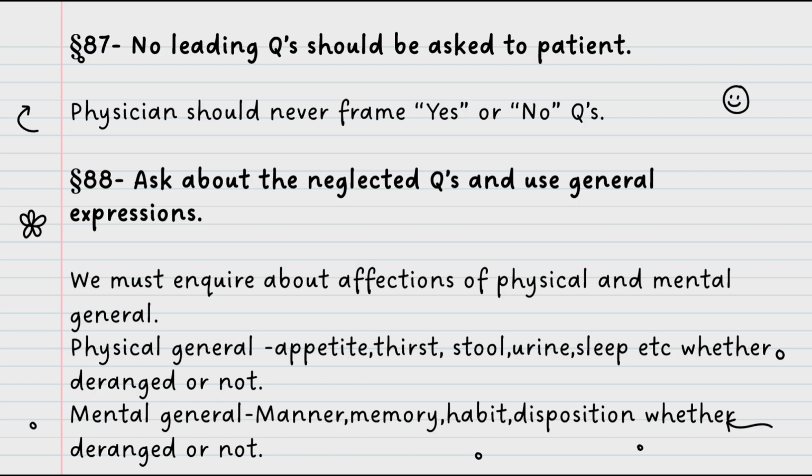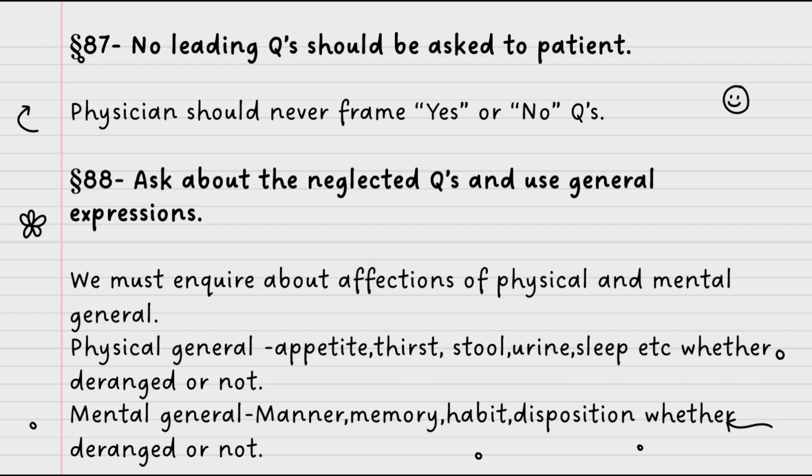So aphorism 88 shows ask about the neglected questions and use general expressions. So we must inquire about affections of physical and mental generals. After the physical symptoms like appetite, thirst, stool, urine, sleep, etc., whether it has been rearranged or not, and mental generals like manner, memory, habit, dispositions, whether rearranged or not. So these things should not be neglected. These questions should never be neglected.